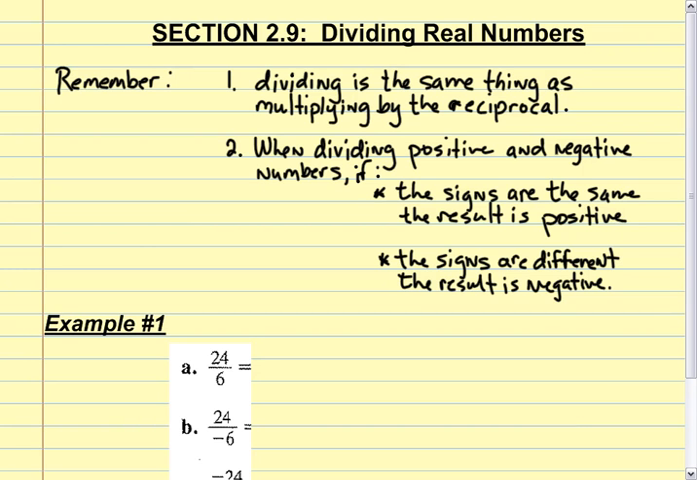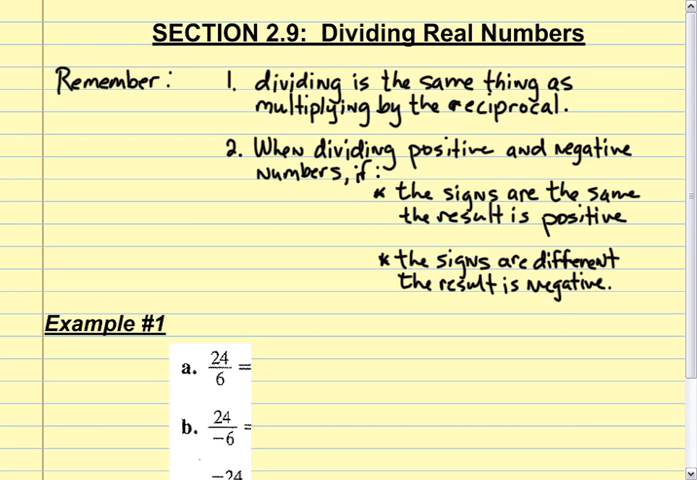Also, number one, dividing is the same thing as multiplying by the reciprocal. That's what we did in all of those nested complex fractions. 1 over a fraction is just 1 times the reciprocal, so it turns into the reciprocal of the denominator. That's what we were doing that entire time.